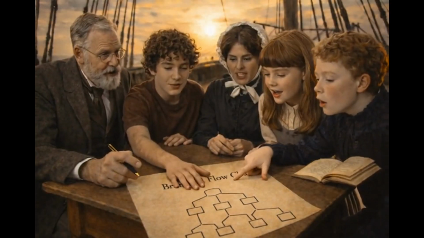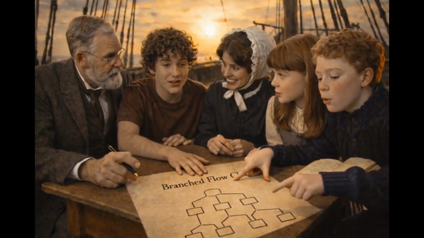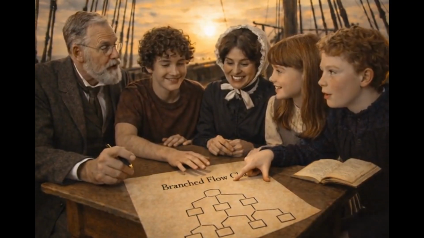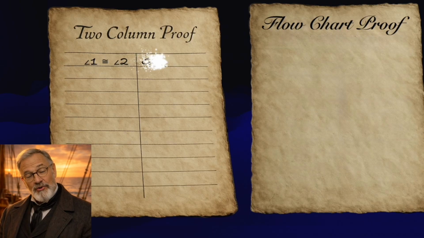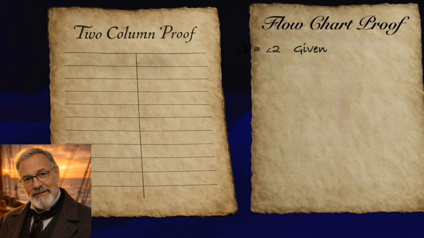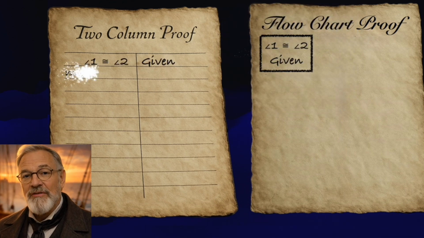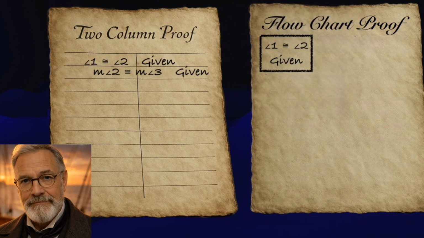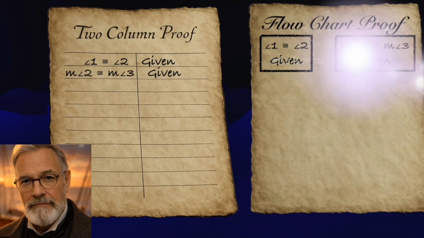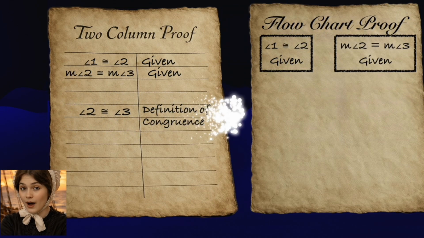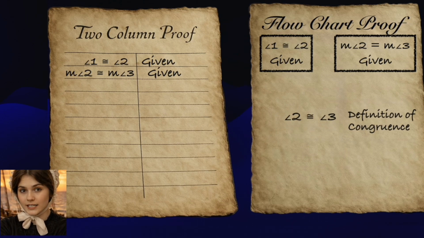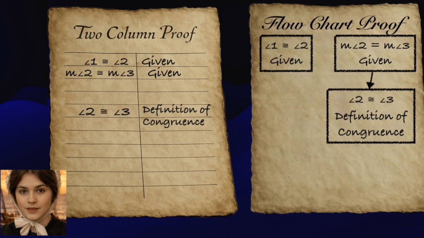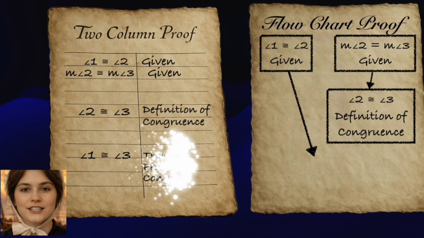Observe the main branch here. So each box is a decision point? Precisely. It shows all the possible outcomes. This flowchart proof has two branches because it has two given statements. The left branch: Box 1, angle 1 is congruent to angle 2. That is given. One step, one arrow to the conclusion.